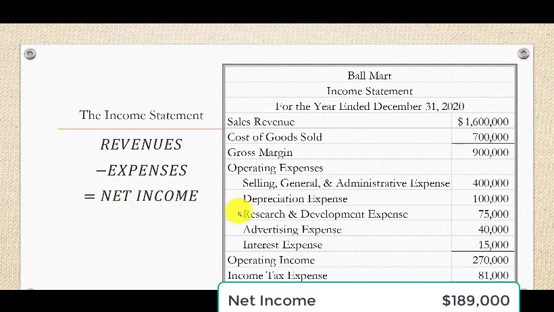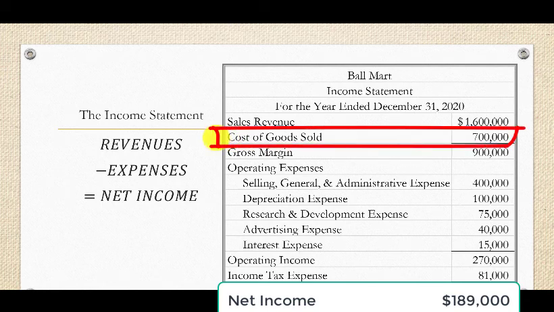So here I just made up a fictional company, but this is typically what you're going to be looking at here. You got the revenues, that's all the money we earned. You got 1.6 million. I'm going to subtract a bunch of expenses now. Now they always go in a predictable order. The first expense is always cost of goods sold, sometimes called cost of revenue.